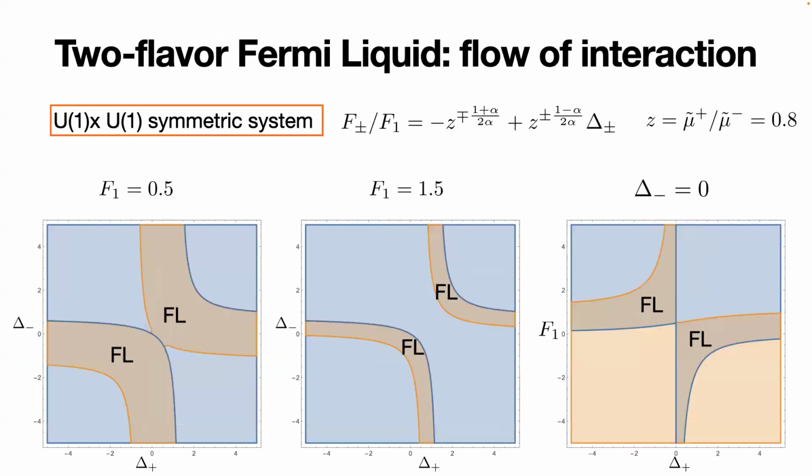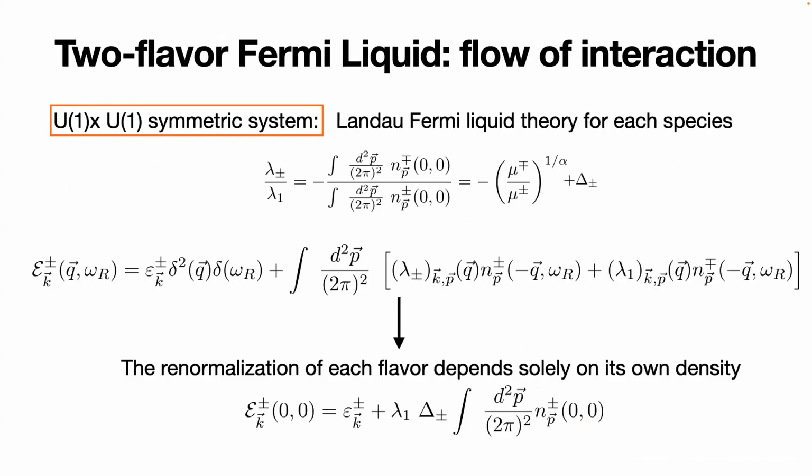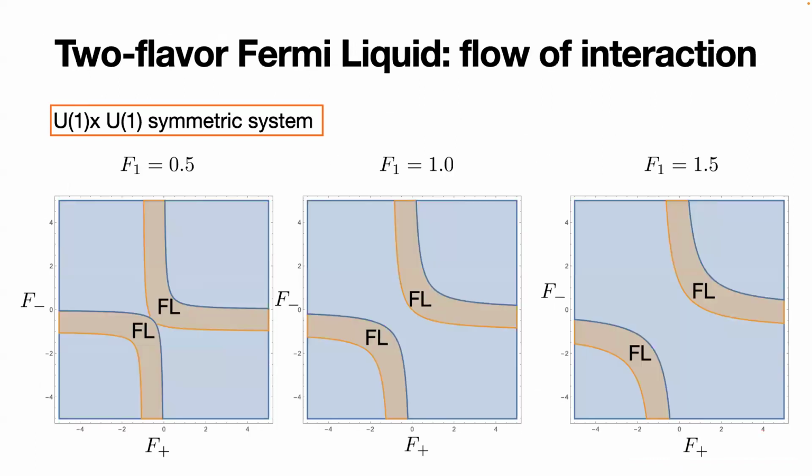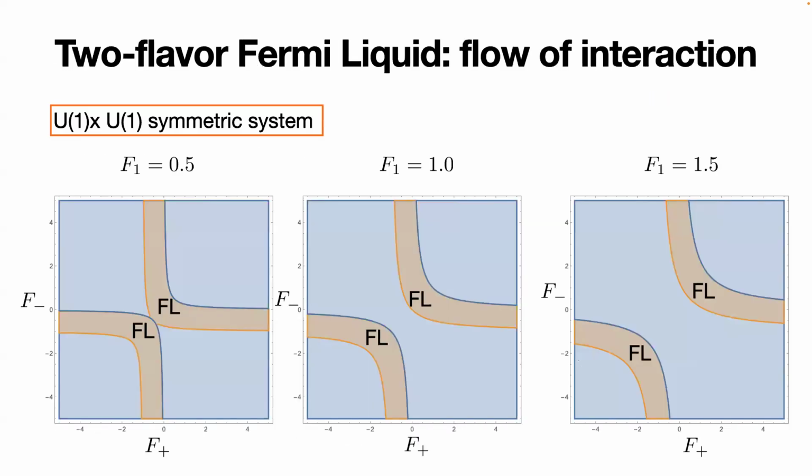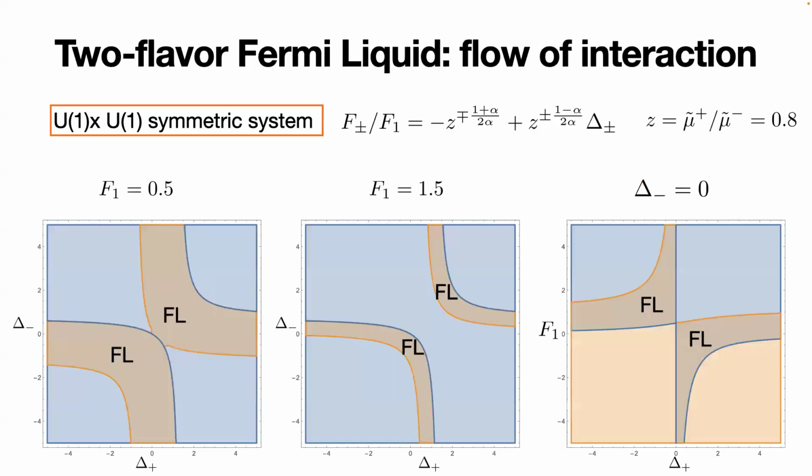Okay, so based on the knowledge of the U2 system, we can also study the U1 cross U1 system. In this system, the interactions and the chemical potentials can basically choose arbitrary values in the UV. They don't have any constraints among them.